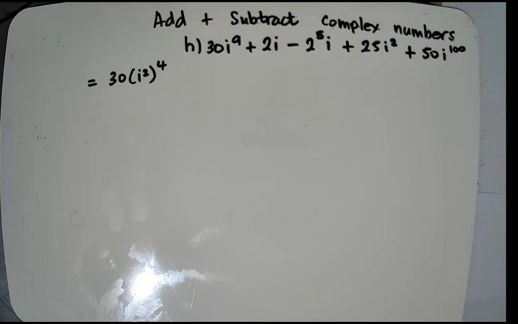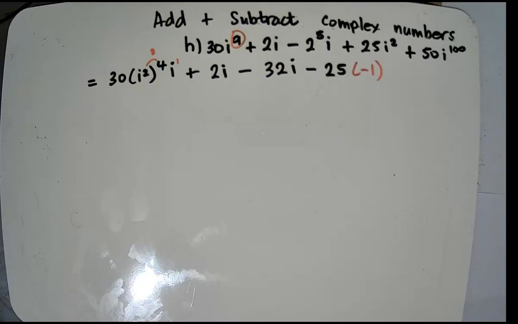So remember, with these examples we have to break them into i squareds. So we get i squared to the power 4, which will give us i to the 8. We are short of an i, so add an i in. Then we'll have plus 2i. Now we have 2 to the 5th. We'll have to break that up. Now we have 2 to the 5th. That will give us 32i plus 25i squared.